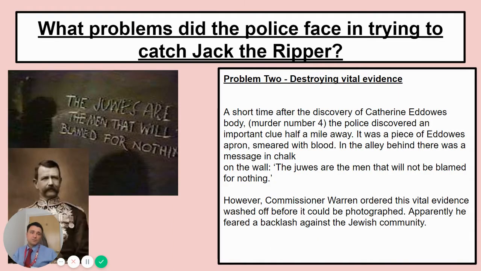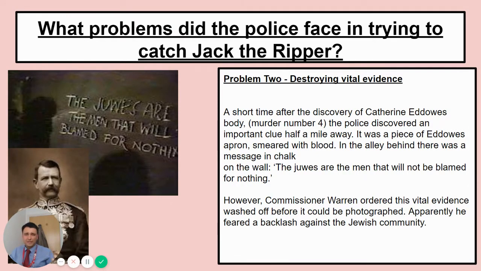So, problem 2, destroying vital evidence. A short time after victim number 4, Catherine Eddowes, was found, the police found an important clue. This was a piece of Catherine Eddowes' apron, smeared with blood, and in the alleyway behind there was a message in chalk. That message said, "The Jews are the men that will not be blamed for nothing."